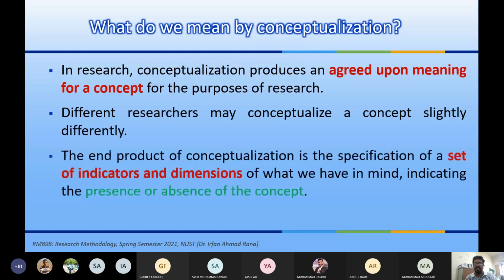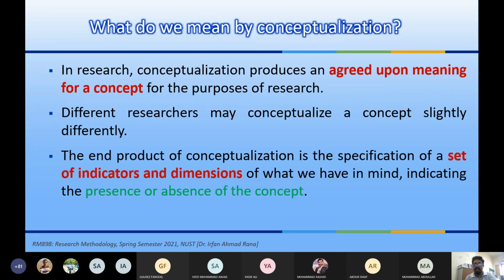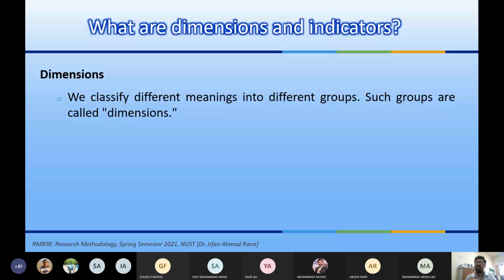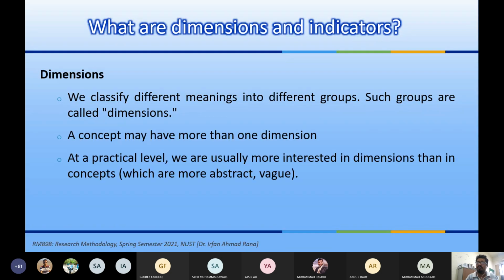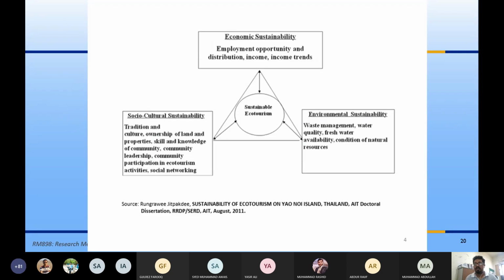Okay, so conceptualization is often supported by different dimensions and indicators. Dimensions are basically a group of indicators. That is very much related to social sciences, but you might be able to use it. So, okay, this is a conceptual framework.